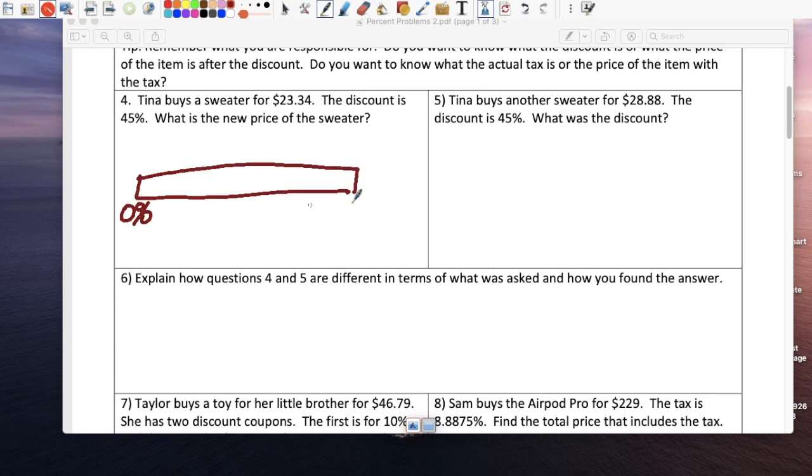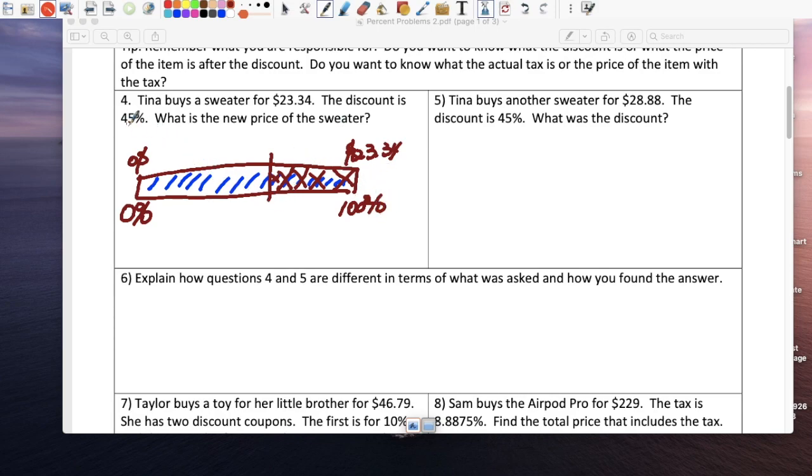Here's 0%. Here's 100%. Here's the $0, and this is $23.34. Now, if you think about it, if I were to buy this and I didn't have this discount, I'd be responsible for this whole amount, 100% of the value, which is $23.34. But I'm not. For some reason, I have a discount of 45%. So let me just symbolically take 45%. So 10, 20, 30, 40, 45. So all that, I don't have to pay for it anymore. I'm not responsible for 100% of the value.